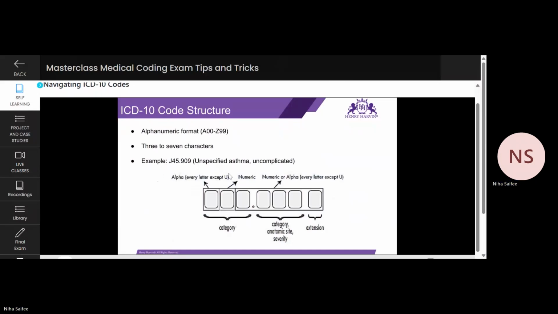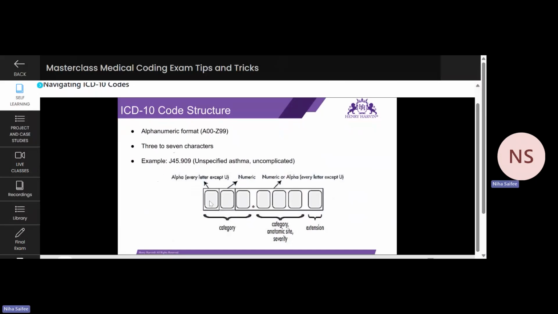Take asthma. Asthma is related to the respiratory system, so I'm going to look into the chapter which deals with the respiratory system, and that chapter will have the character J. The first 3 characters always represent what category it is. Now in the respiratory system, there are different diagnoses, and in different diagnoses, there might be sub-diagnoses, right? So the first 3 characters are your categories.